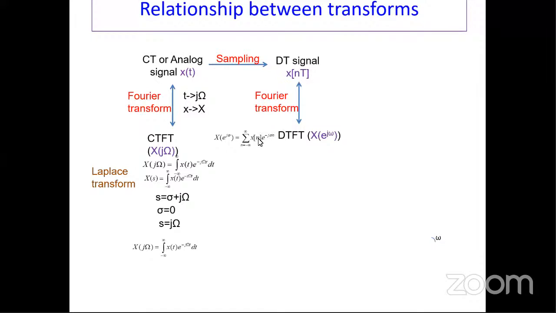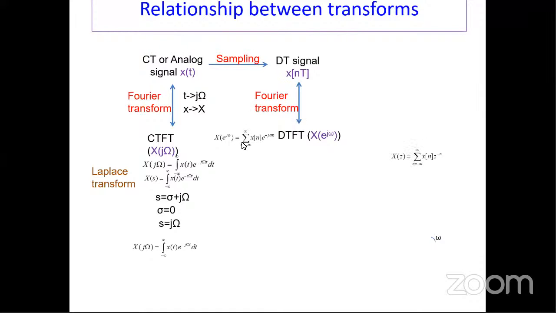Your x of n multiplies e power minus j omega n. Again, it is a complex exponential. What we have to understand is, even though the signal is discrete, this frequency is continuous. So if something is continuous, we cannot implement it by means of a computer. Naturally, we have to discretize it.